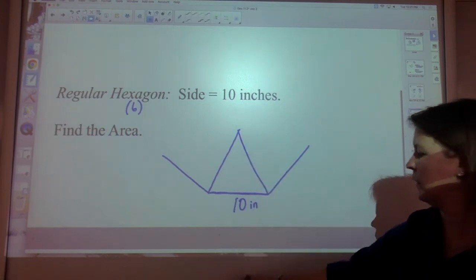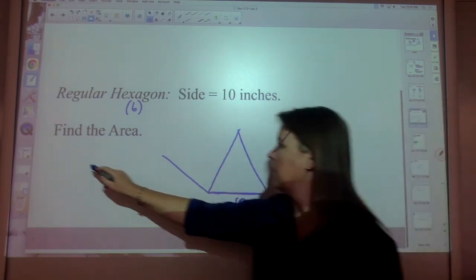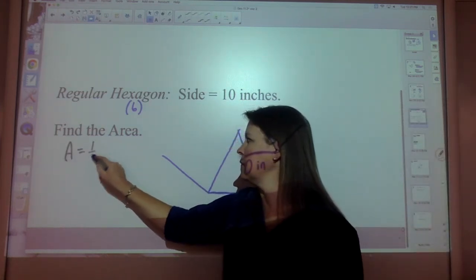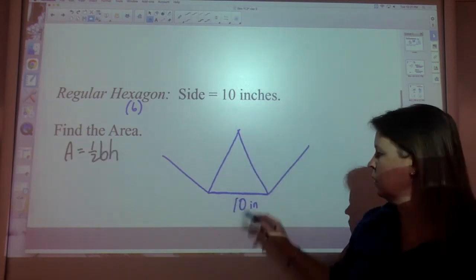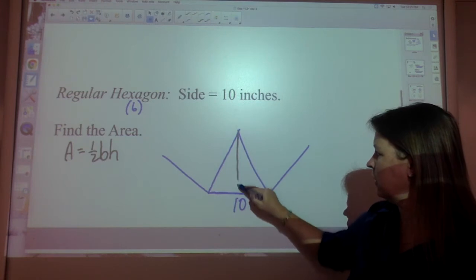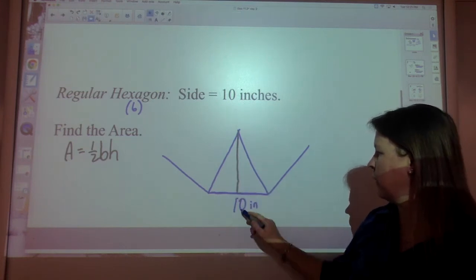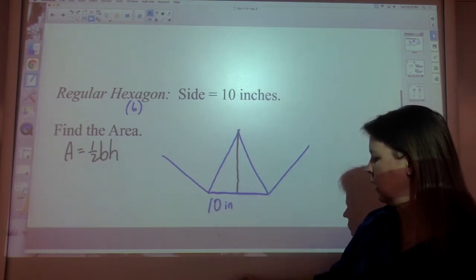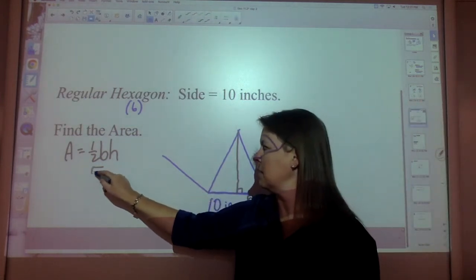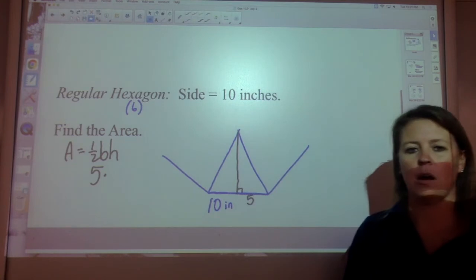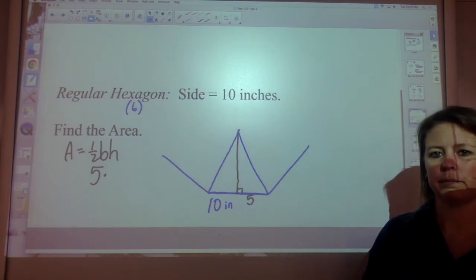I want to find the area, which means area equals half the base times the height. I'm going to continue to cut this in half and say that half of the base, I'll move my 10 inches over, half of the base is 5. So my half base is 5. All I need now is the height.